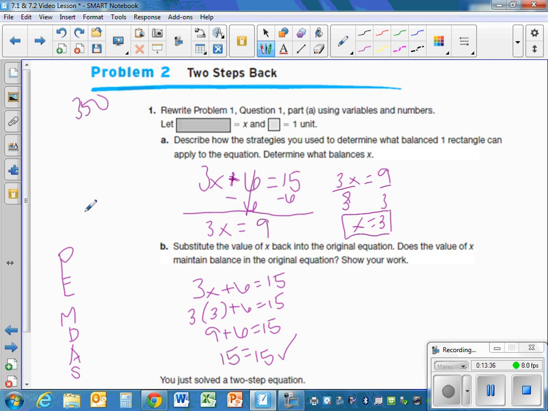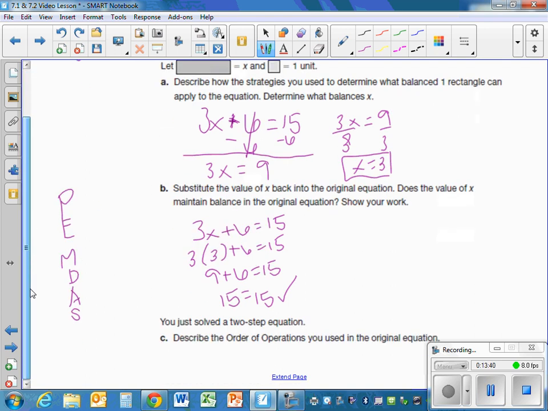C says you just solved a two-step equation. Describe the order of operations you used in the original equation. So you can go ahead and describe what we used with your please excuse my dear Aunt Sally, or the order that you had to work through. So you can answer part C.